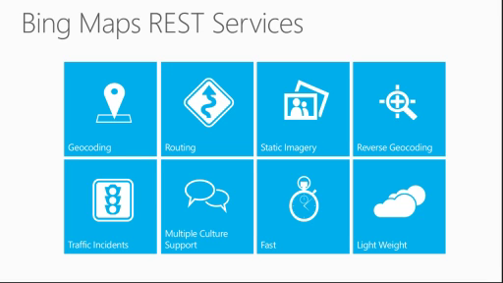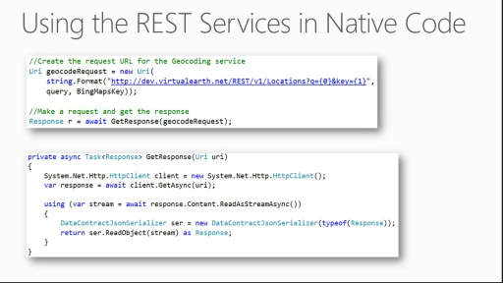So let's see an example of how to get the REST services into your native code application. If you're coming up with a Windows Store application that requires geocoding or routing or reverse geocoding, what you need to do is make a request to the REST services provided by Bing Maps Cloud Services. The majority of the functionality in the Bing Maps REST services can be accessed using a standard HTTP GET request. In most cases, the request that we're making is nothing more than a URL.